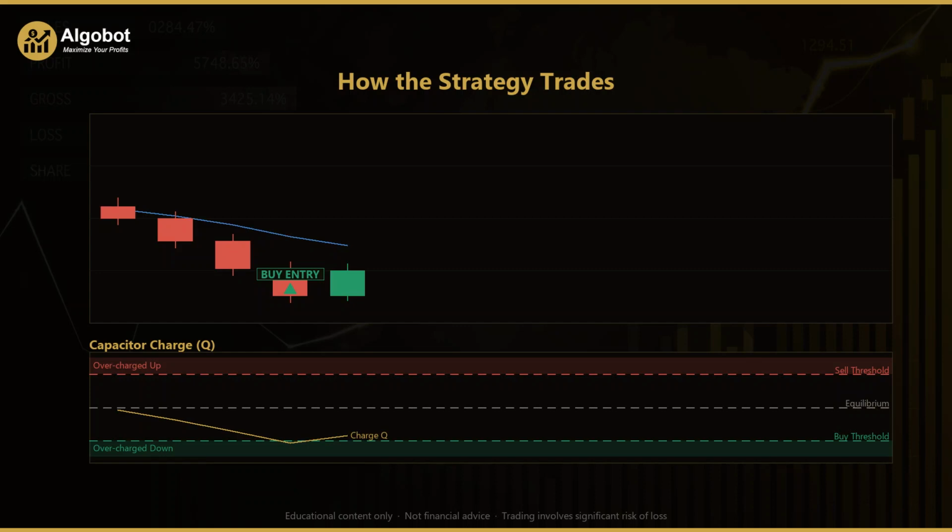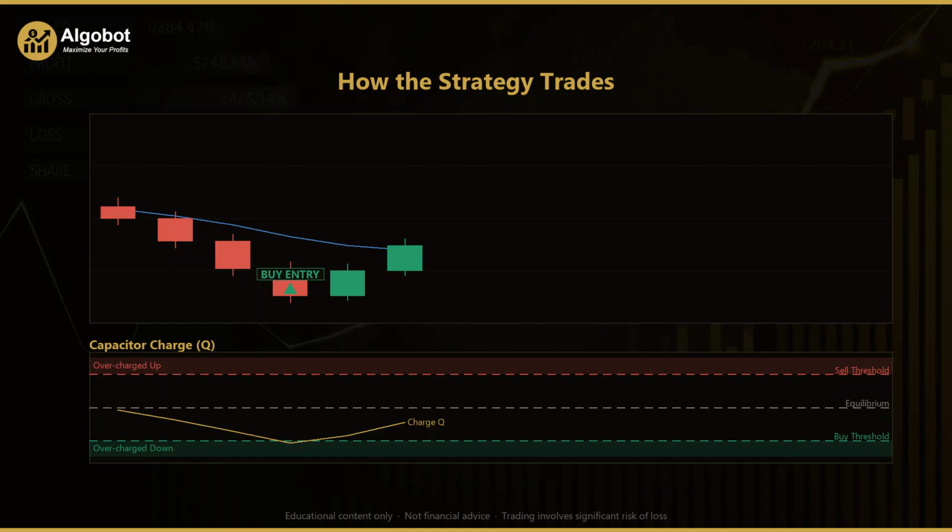In the subpanel, the gold charge line is sinking lower and lower, bar after bar, because price keeps pumping negative voltage into the leaky integrator faster than it can leak away. By the fourth candle, price prints a fresh low, and the charge finally sags into the green overcharge down zone, touching the buy threshold. This is the signal.